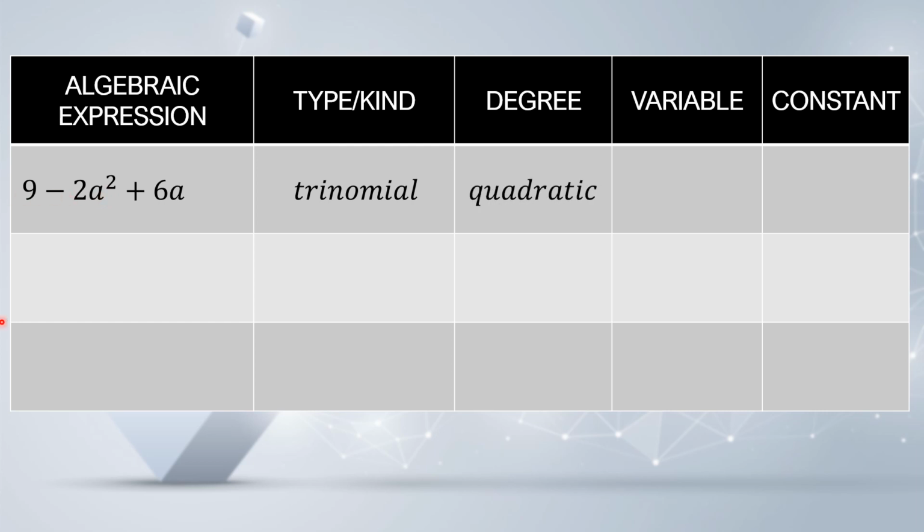Next, ano ba yung given variable sa ating expression? So, that is letter A. And the constant, ano yung number na walang katabing variable? So, that is positive 9.